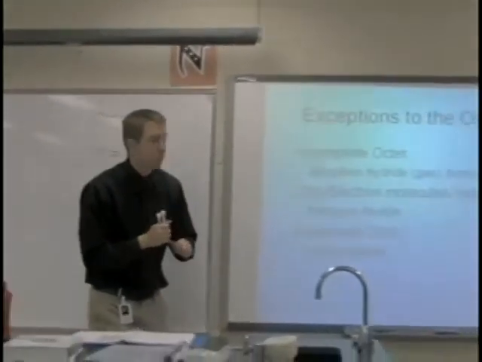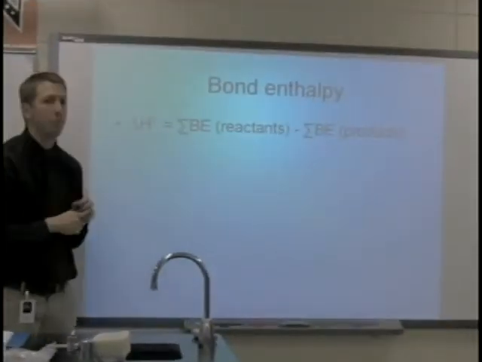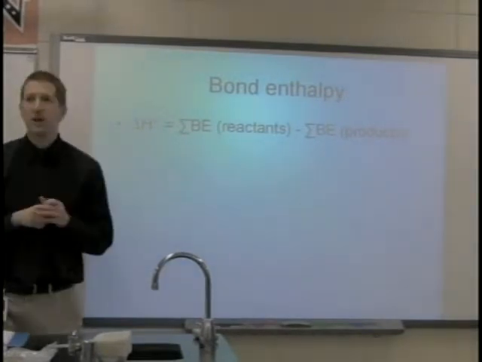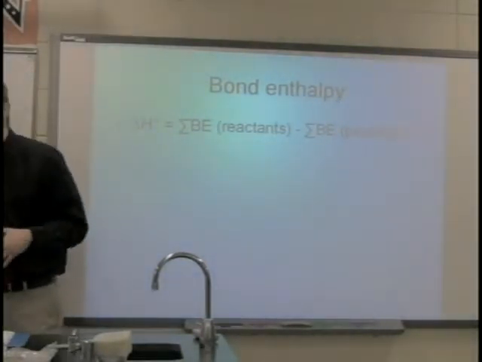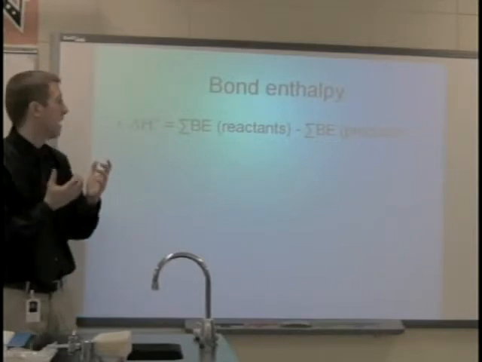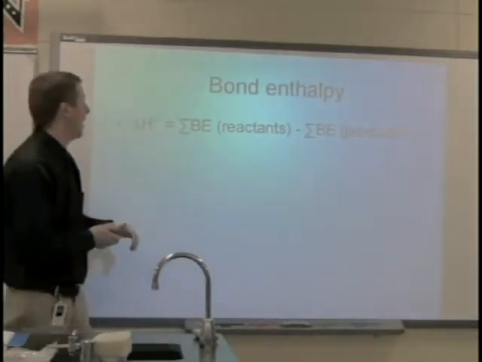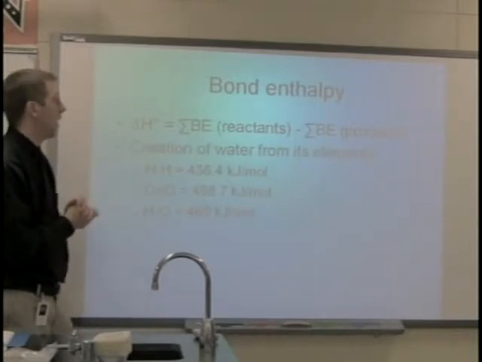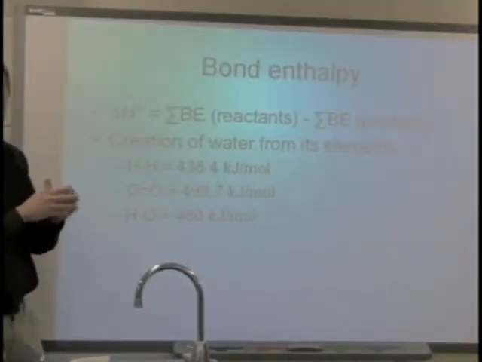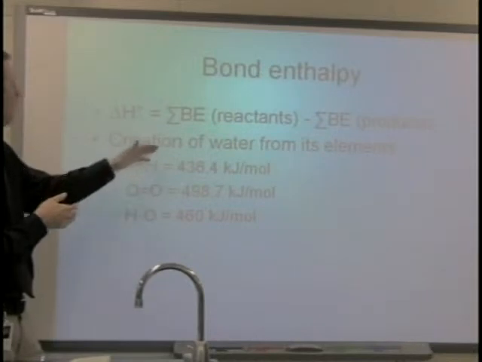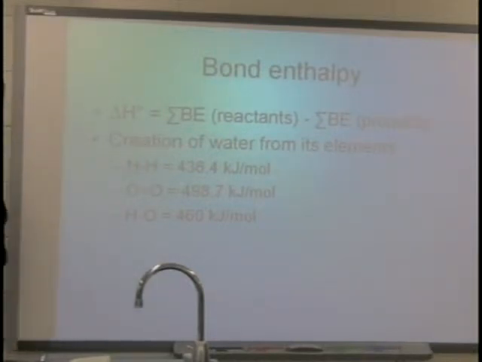The last slide we have for this chapter is on what's called bond enthalpy. Bond enthalpy is different than all the other enthalpies in thermodynamics we went over, where it's products minus reactants. This is actually the bond enthalpy of the reactants minus the products. And you have to remember to take into account how many there are. I'm going to do one question on the board, and that's going to be it for this lecture, where we're going to talk about the creation of water from its elements.